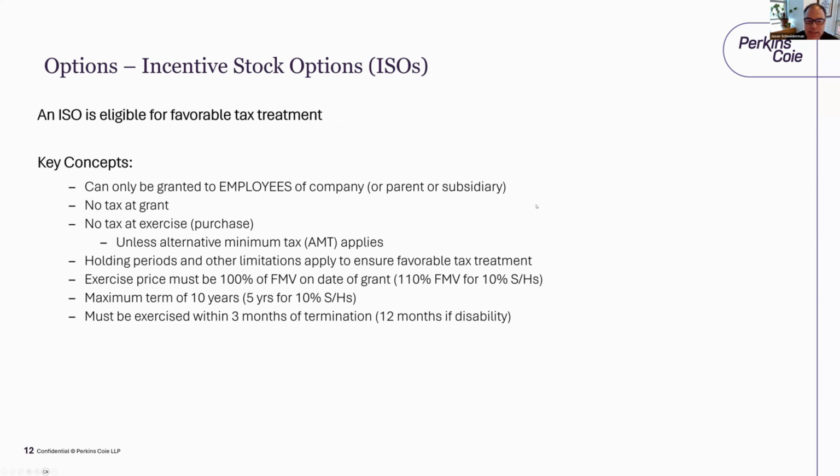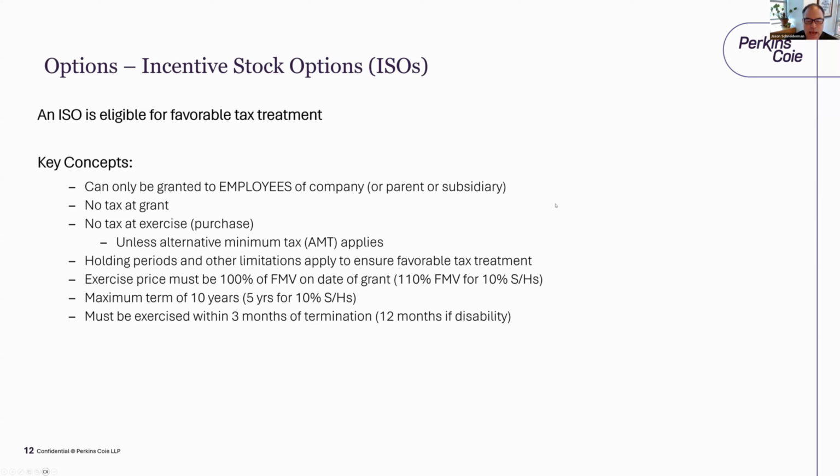There's no tax on the date of grant, and this is the important one: there's no tax at the date they exercise, okay? There is an alternative minimum tax aspect that does apply, so there's some nuance there, but ultimately there's some better tax treatment for these ISO grants. That's why employees want to get them, but they can only be granted to employees.